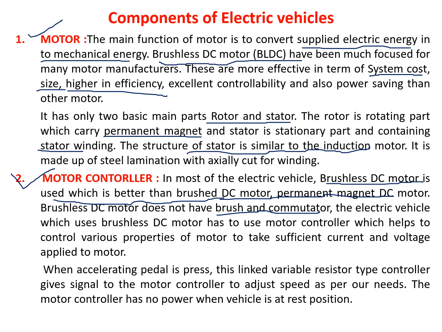The motor controller has no power when the vehicle is at its rest position. When the vehicle is at rest, it doesn't do anything. But whenever we apply force on the accelerating pedal, that signal is sent to the motor controller. The motor controller will then signal the motor to send the voltage or current in a lesser or greater amount. By that we can control the speed of our vehicle by controlling the motor speed with the motor controller.